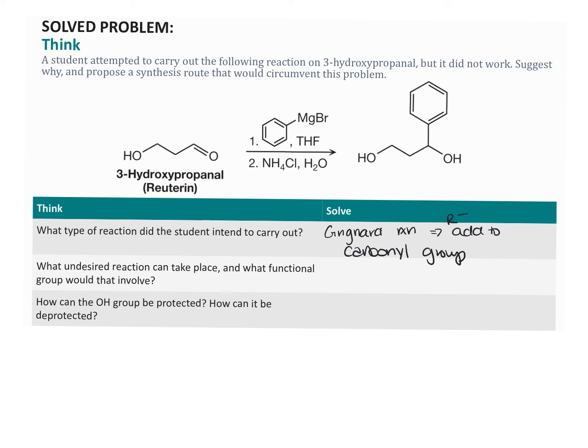Okay. And so then the question becomes, what undesired reaction would take place and what functional group would that involve? Well, this would not work because Grignards are strong nucleophiles and strong bases. And so the Grignard can deprotonate the weakly acidic OH group on the hydroxy alcohol, right? So we would end up having a side reaction where it reacts with the OH as well. So that's a problem. And so what we need to think about is how can we protect the OH group?